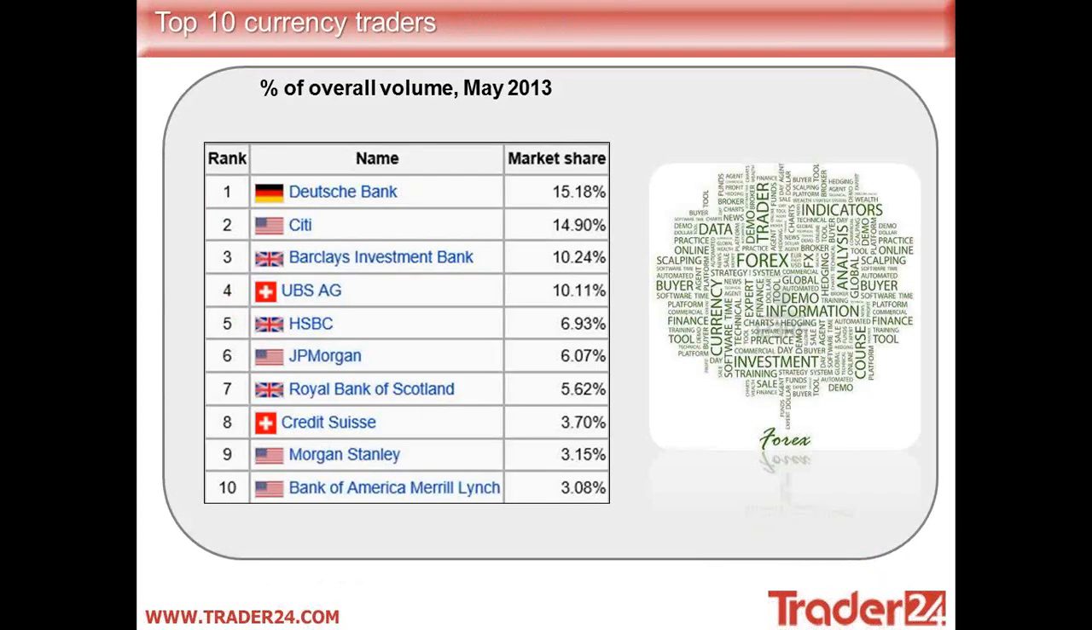Right, so some of the top 10 currency traders in the world. This is as at May 2013. We can see the top of the pops there is Deutsche Bank with about 15% of the market share. Citibank, Barclays Bank, UBS. So those are the big players in the market. And obviously, if you can understand what these particular traders' views are, then certainly you can start to mimic what they are doing.